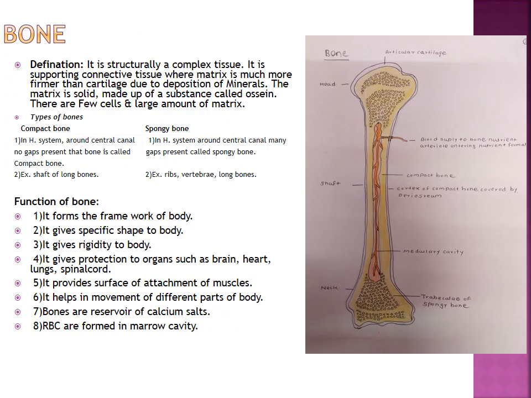Third is osseous tissue. So it is mainly bone, and bone is of 2 types, spongy and compact. So when the Haversian system is complete in that bone, it is called compact bone, and when it is not complete, it is called spongy bone.